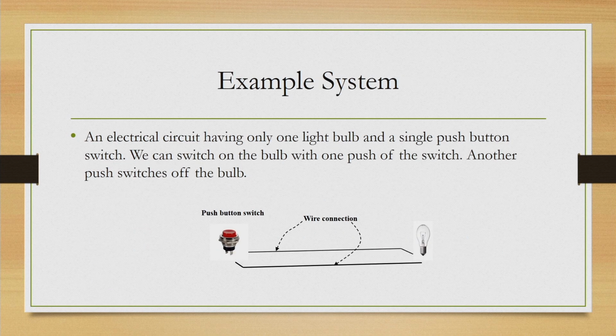So, we will illustrate the idea with a very simple system. This is the system. Here, as you can see, there is one push button switch and one light bulb. These are connected through wires. Now, if you push the button down, the bulb gets switched on. You can switch on the bulb or switch it off by pushing the button. So, one push may switch it on, the next push may switch it off. So, this is a very simple system with a single push button switch to switch the circuit on or off.